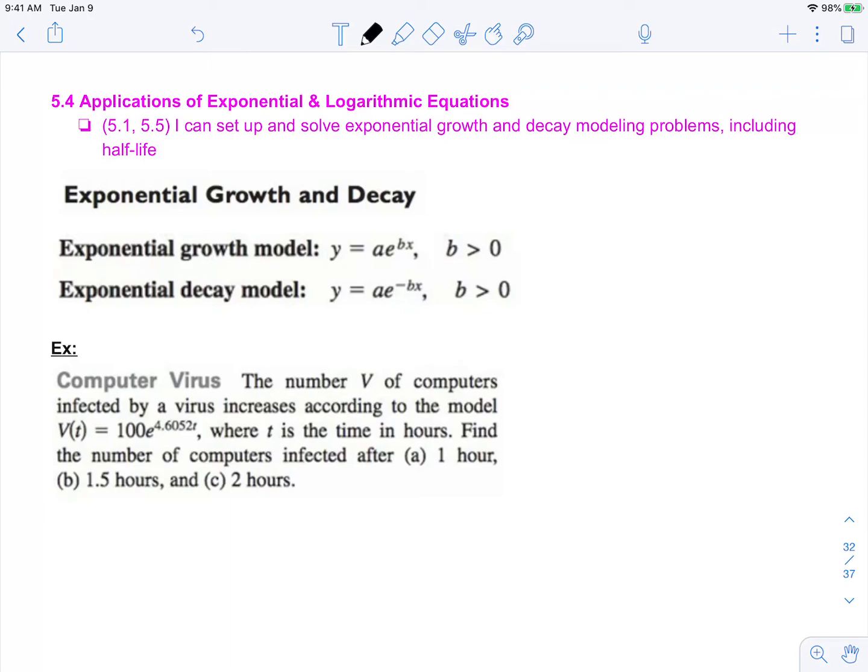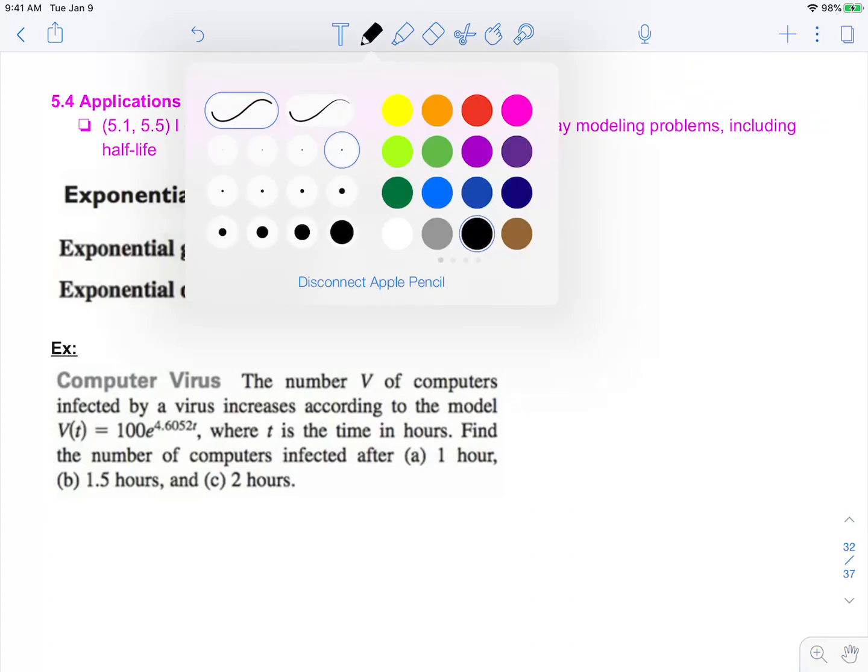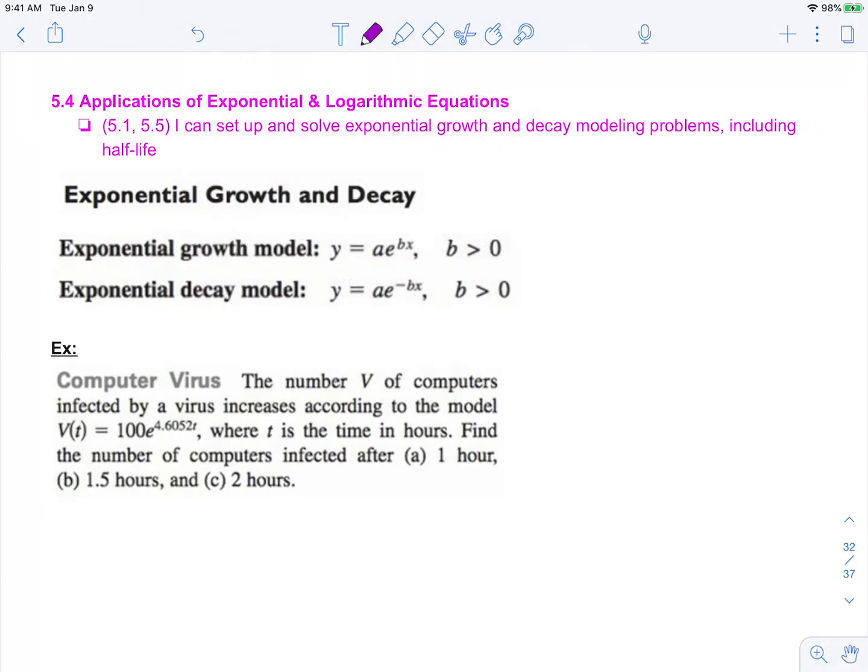So there are many other types of real-life scenarios where exponential growth or decay occurs. We can model exponential growth and decay with these two formulas. A e to the positive bx represents exponential growth. A times e to the negative bx models exponential decay. And one thing you want to keep in mind is in both of these equations, A equals the initial amount of any substance that might be growing or decaying.